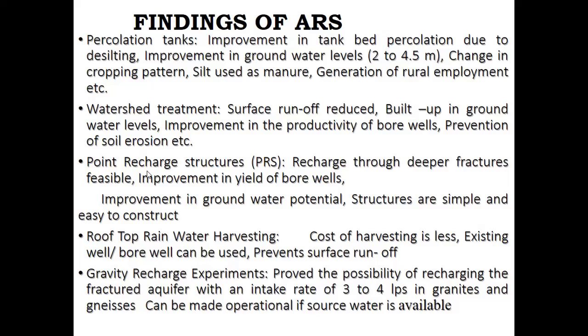Point recharge structures: here recharge through deeper fractures is feasible. Improvement in the yield of borewells can be achieved. By the improvement of yield of borewells, the potential of groundwater is increased, and these PRS or point recharge structures are very simple and very easy to construct. Rooftop rainwater harvesting: the cost of harvesting is very less here. Existing wells or borewells can be used, and it prevents surface runoff once again. The gravity recharge experiments proved the possibility of recharging the fractured aquifer with an intake of 3 to 4 lps in granites and gneisses, and it can be made operational if source water is available.